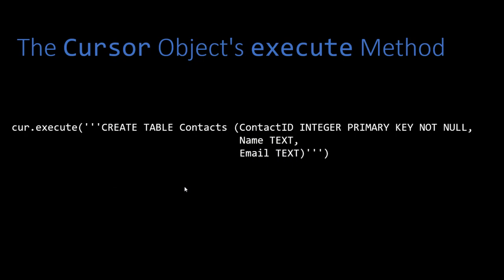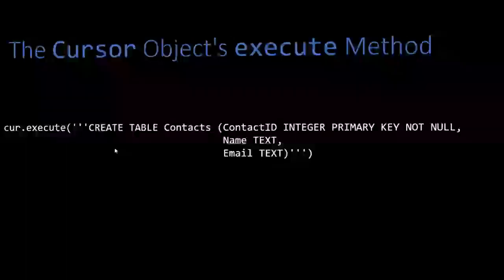Another way to do this is to skip the whole step of creating a string variable and just embed the string, the triple quoted string, in our statement that calls the execute method. We're just passing it as an argument directly to the method.